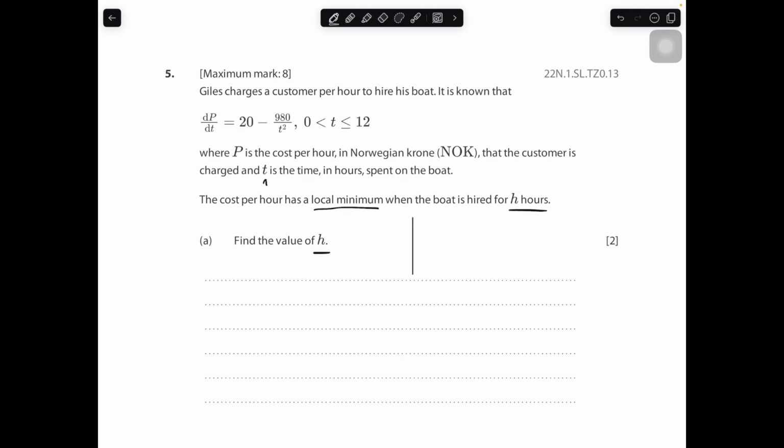If we look at a function itself, and let's say this is p, the cost per hour, and this is t, the time in which we rent, and there's some kind of local minimum. So what does that mean? Not necessarily the minimum of the function itself, but a local minimum. That is to say, the minimum over a given section of the graph, or it reaches a minimum within a certain range.